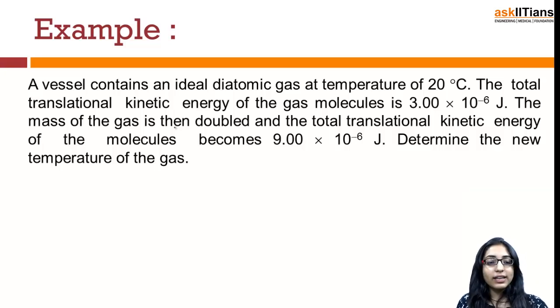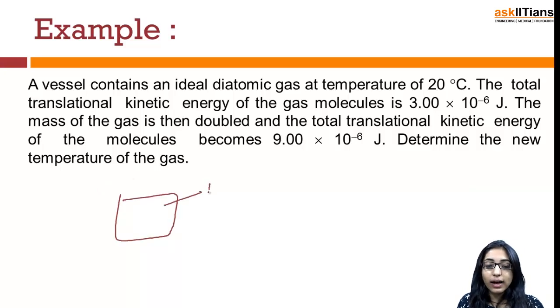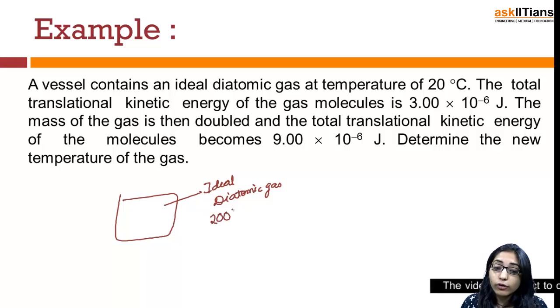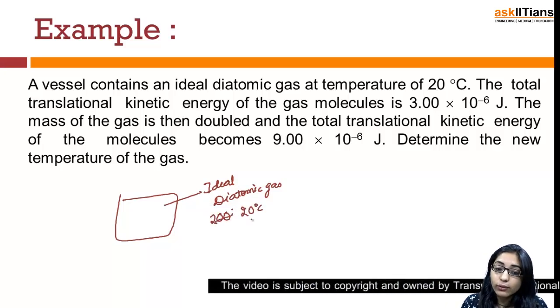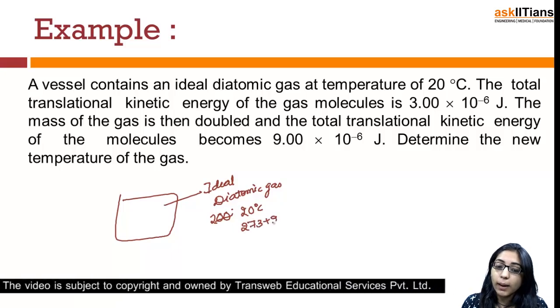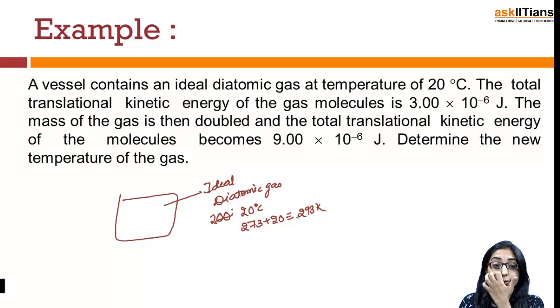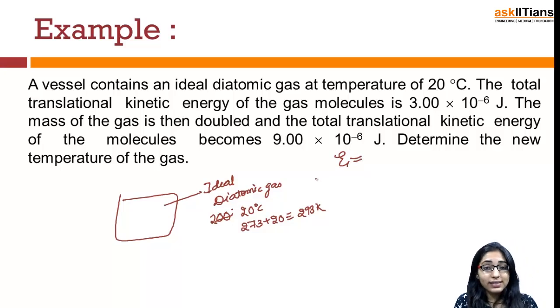So the example that has been stated here is a vessel contains an ideal gas. So now it is clear that you have an ideal gas and that too a diatomic gas. So you have an ideal diatomic gas which is contained in the vessel and the temperature is given to be 20 degrees Celsius, which can be written as 273 plus 20, that is 293 Kelvin. The total translational kinetic energy of the gaseous molecules is given to me. So we have been given the value of total translational kinetic energy.